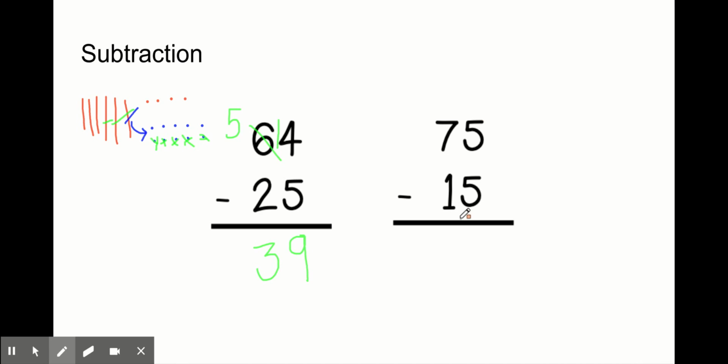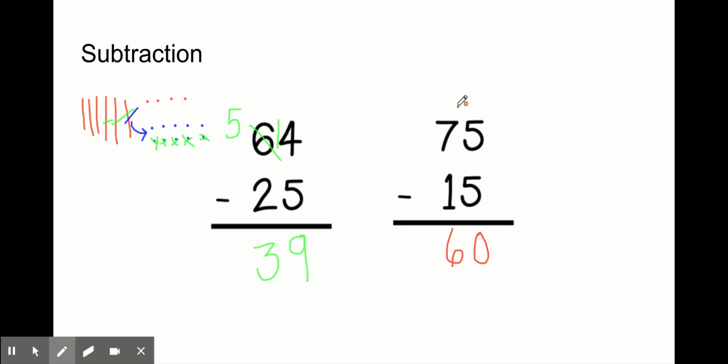First, I start with my ones. 5 take away 5 is 0. I did not need to borrow or regroup. 7 take away 1 is 6.